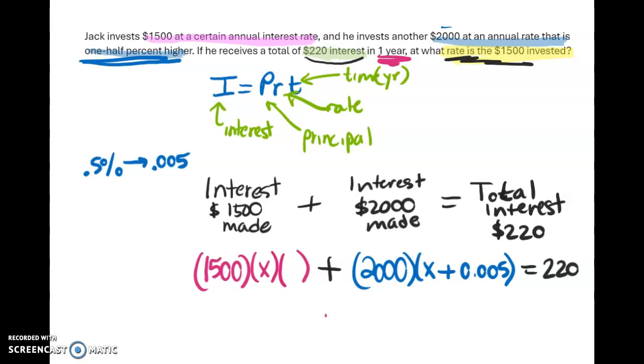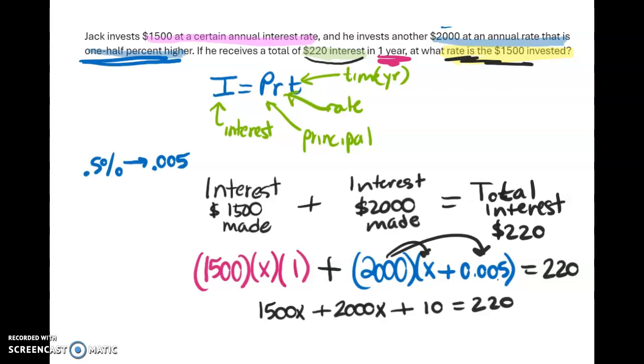So now I've come up with the equation. Oops, somehow my 1 got erased here. I think my eraser accidentally came on. But regardless, the 1 will get erased because 1500 times 1 will just be 1500 times x. And then you've got 2000 times x, and then 2000 times 0.005. I'm going to distribute this. 2000 times 0.005 would be 10. Combining my like terms, these two are like terms. And so combining those two, I would get 3500x plus 10 is equal to 220.